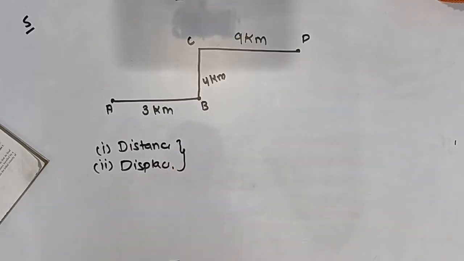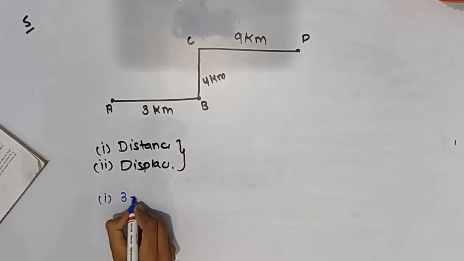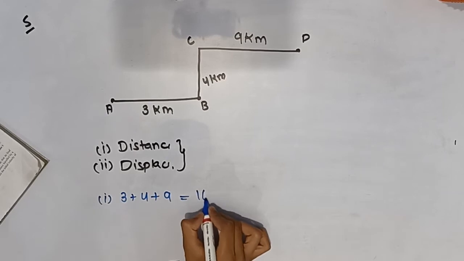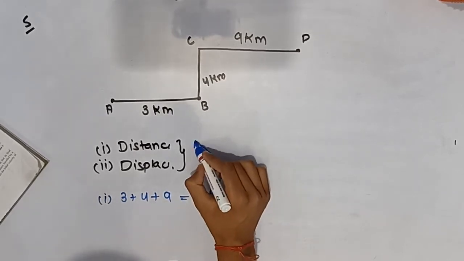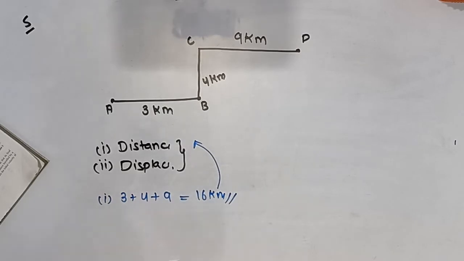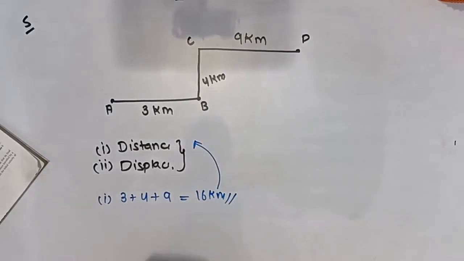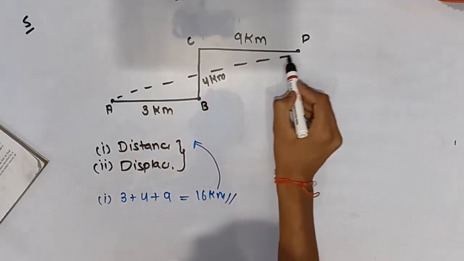See friends, if we talk about distance, we can directly say that distance will be 3 km plus 4 km plus 9 km equals 16 km. This was our distance. But if we talk about displacement, displacement is the shortest distance between the initial position and the final position. So our displacement will be this. So how will we find this?